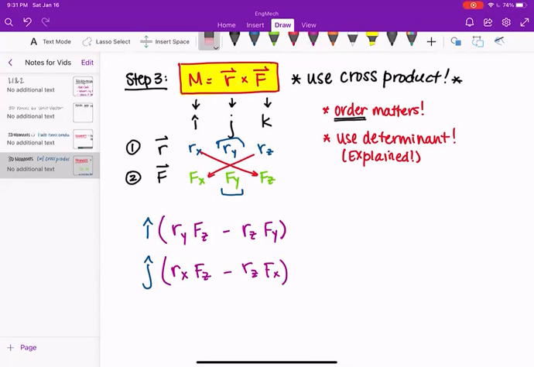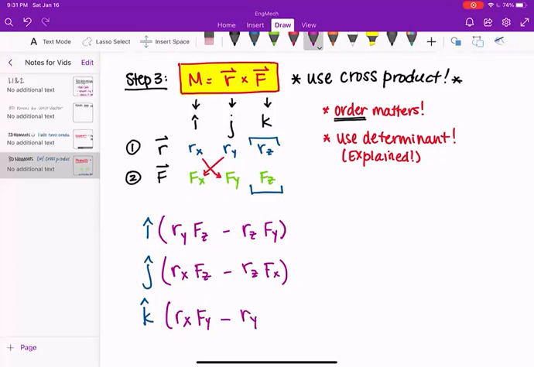And then again, same thing applies. I'm going to do the K component. So I ignore these now. And then I'm going to make my X here. And then it becomes Rx times Fy minus Ry times Fx.